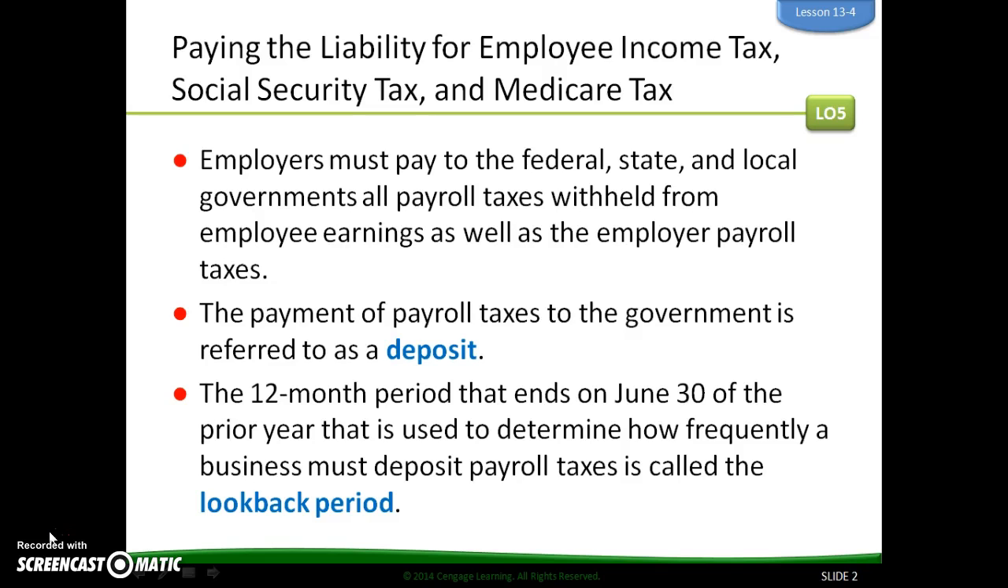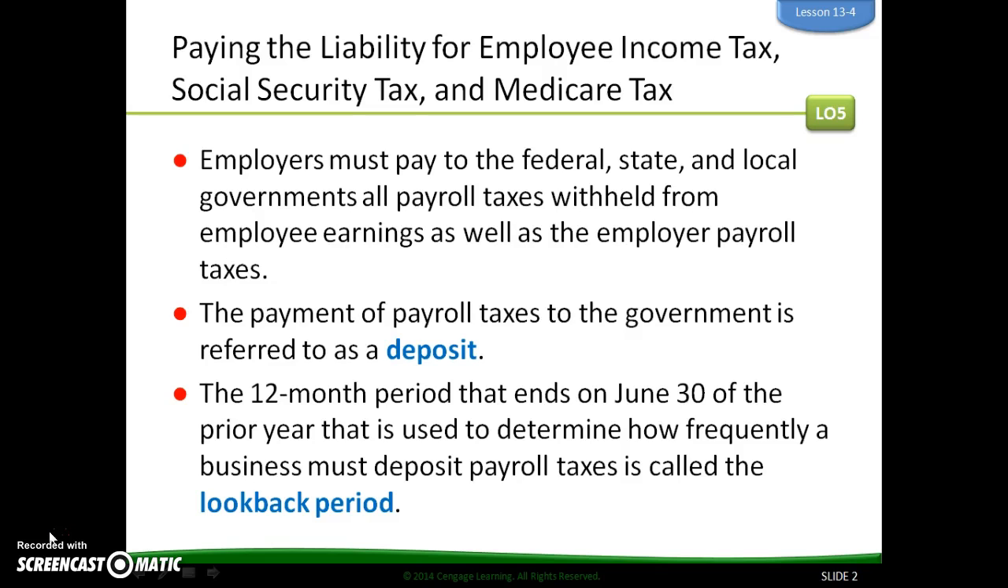Employers have to pay all the federal, state, and local payroll taxes that are withheld from employee earnings, as well as the employer payroll taxes that employers are required to pay above and beyond what employees actually earn. The payment of these payroll taxes to the government is referred to as a deposit, and after a business has established itself, the government uses what's called a look-back period of the previous 12 months that end on June 30th to determine how frequently a business is required to actually pay their payroll taxes.